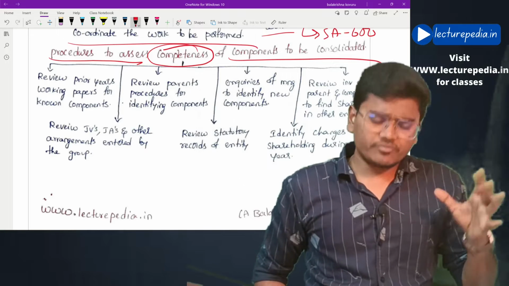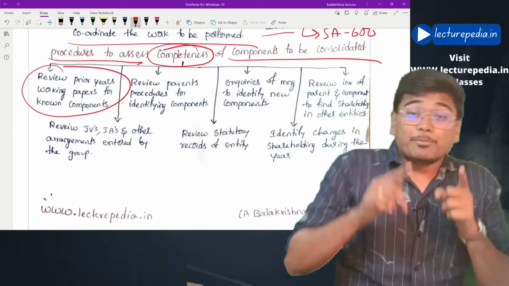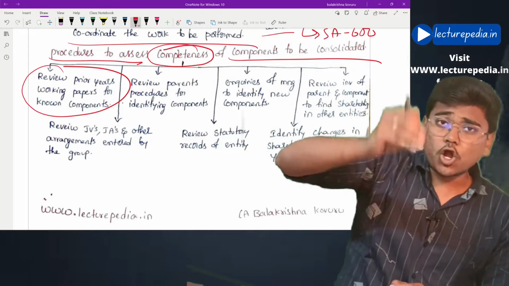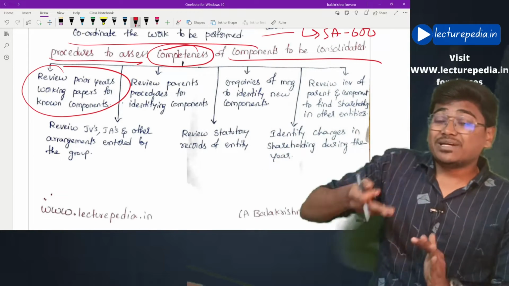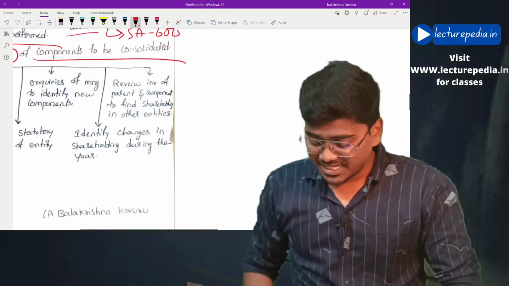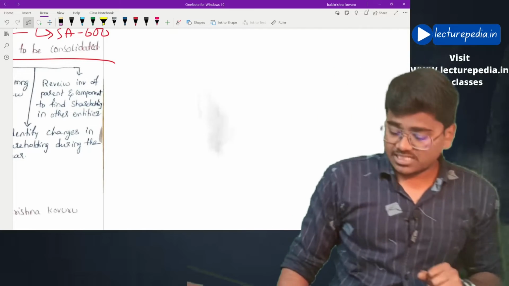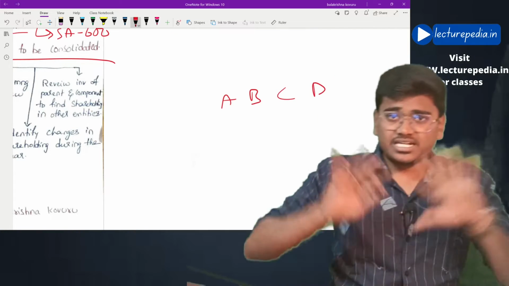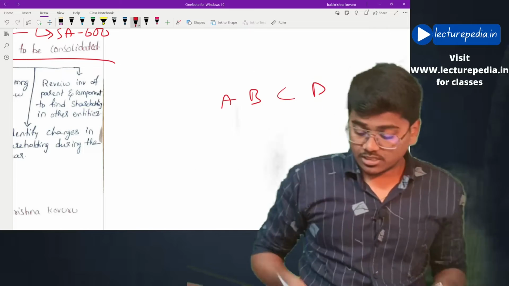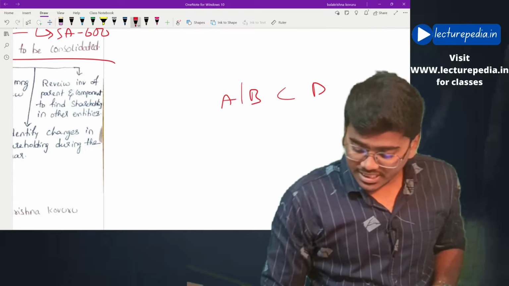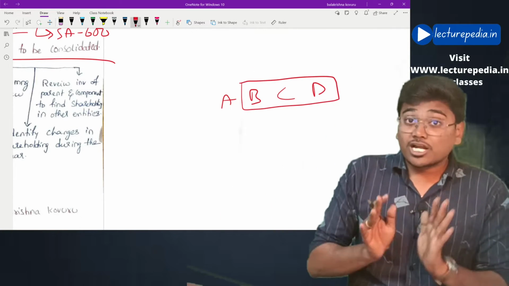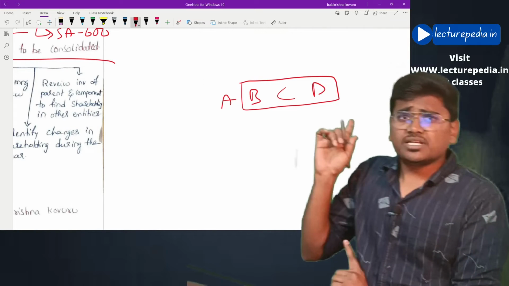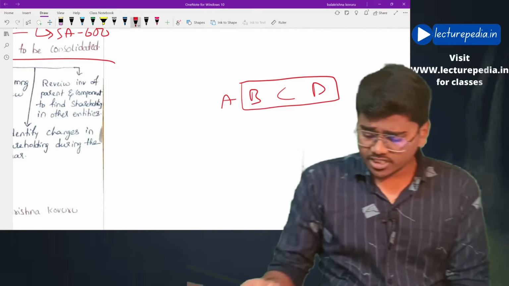First of all, the auditor will review the prior year's audit working papers. By seeing the prior year working papers, let's say in the previous year subsidiary A, subsidiary B, subsidiary C, subsidiary D, these 4 subsidiaries were consolidated, but in the current year only 3 subsidiaries have been consolidated. The auditor will come to know that in the previous year 4 subsidiaries were consolidated, but now there are only 3.